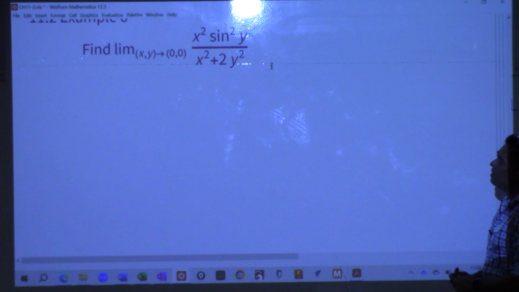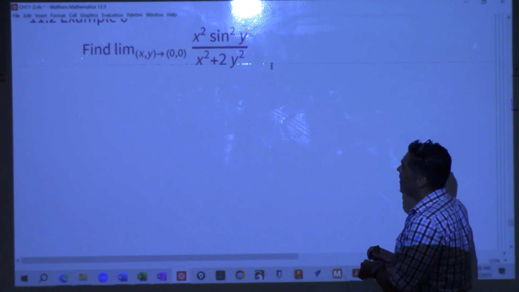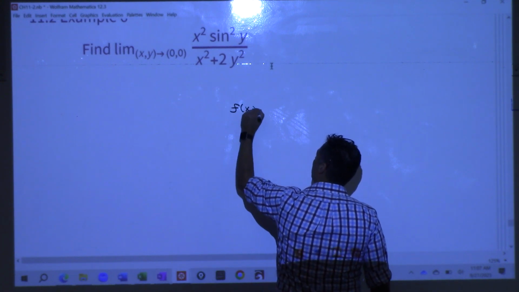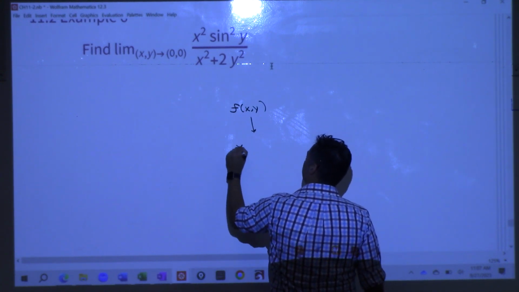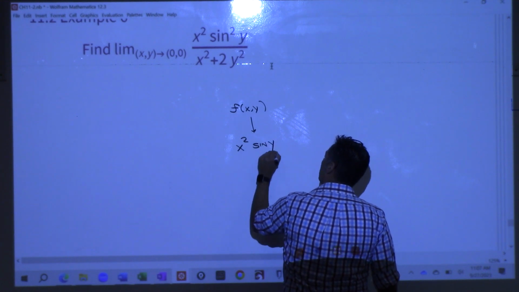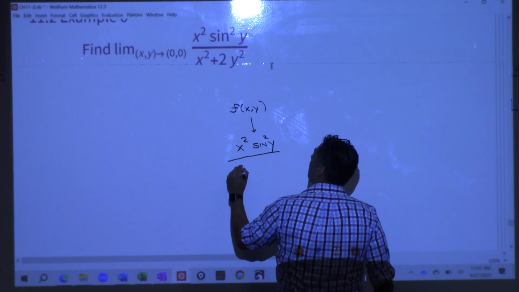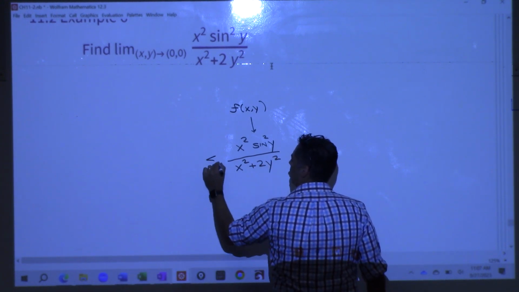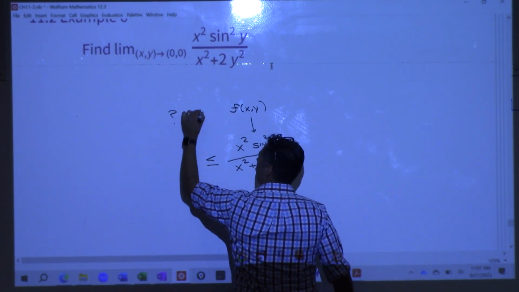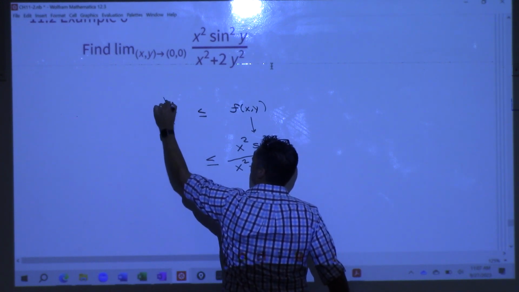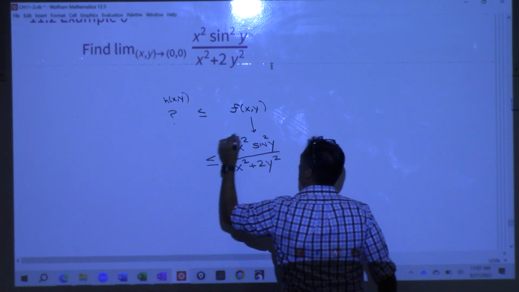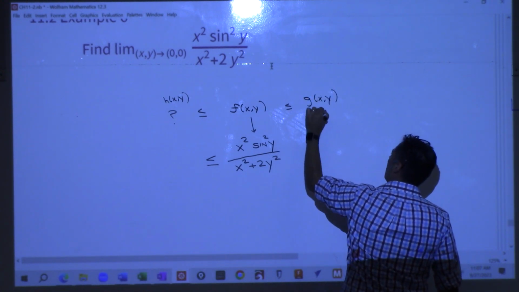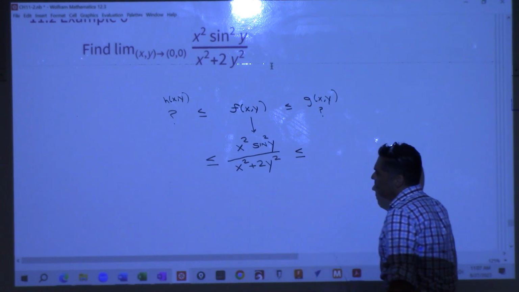That's impossible. So instead, I'm going to see if I can somehow look at this f of x, y, this function, and squeeze it between two things. So the question is, this is like my lower one, h of x, y. What would that be? And then over here, g of x, y. What would that be that I can squeeze this between?